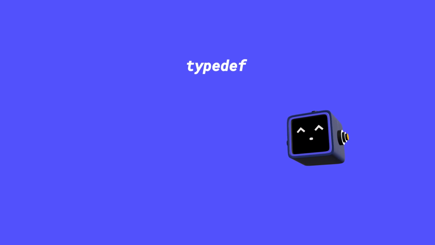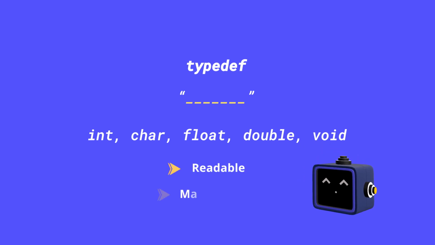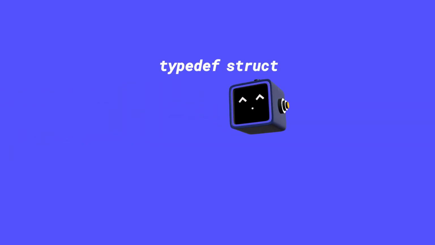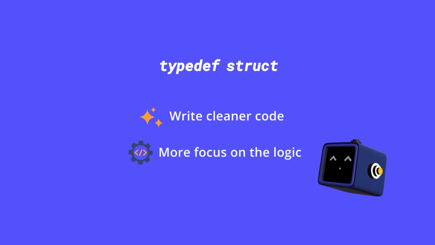In summary, typedef is a powerful tool in C that helps you create aliases for complex data types, making your code more readable and maintainable. By using typedef with structs, you can write cleaner code and focus more on the logic rather than the syntax.